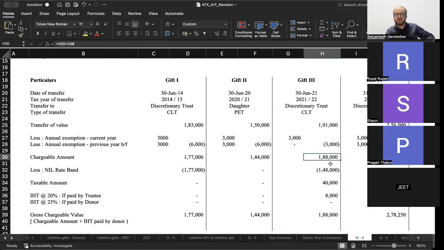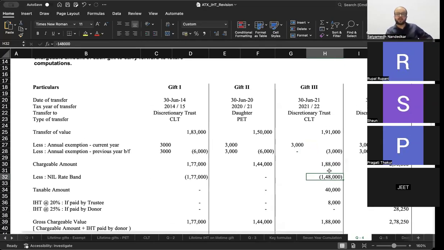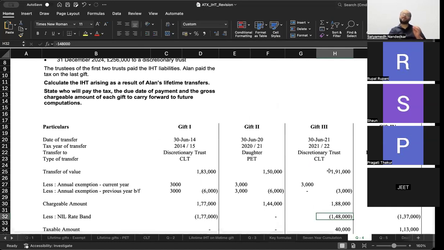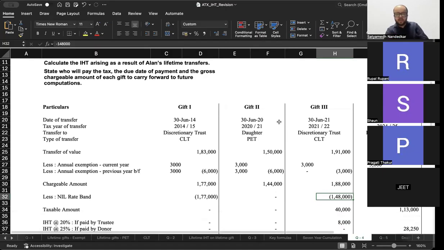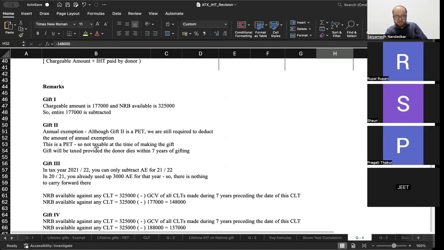Now the question comes, how much NRB should I deduct? How do you calculate the NRB available on each CLT? 325 minus GCV of all CLTs made in the preceding 7 years. This is not a CLT, forget it. This is a CLT. Was it made in the preceding 7 years? Yes. 30th June 21 say when you go back 7 years, you land on 30th June 14. It was made during the preceding 7 years.